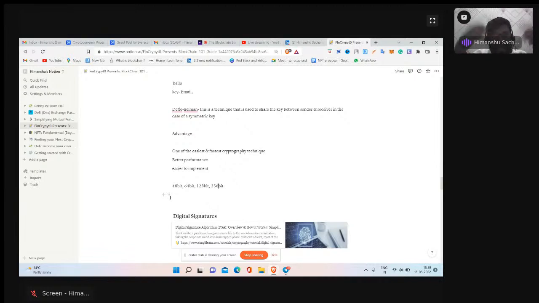Then only you can hack the system. Okay, it is 256, which means 2 to the power 256 times you have to check the numbers, then only you can hack the system.